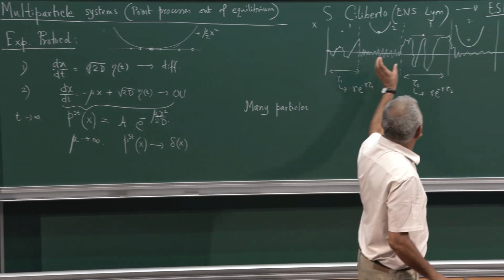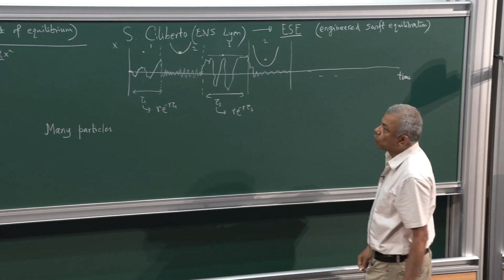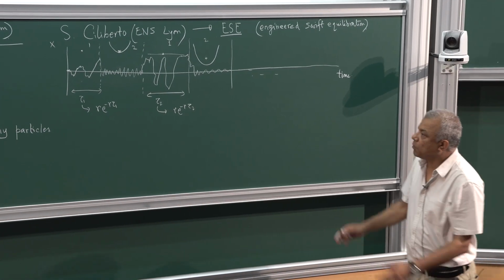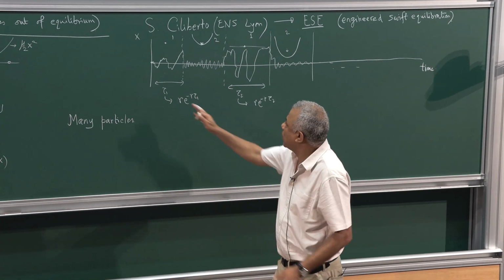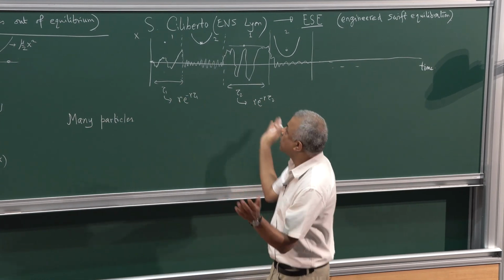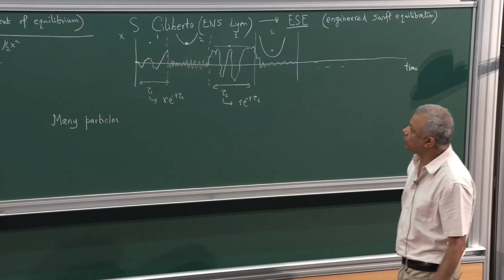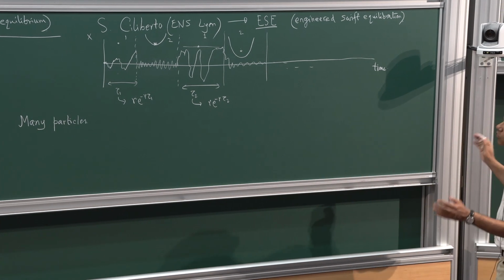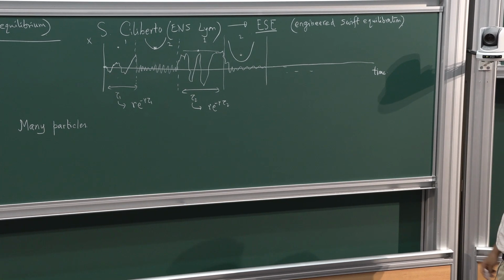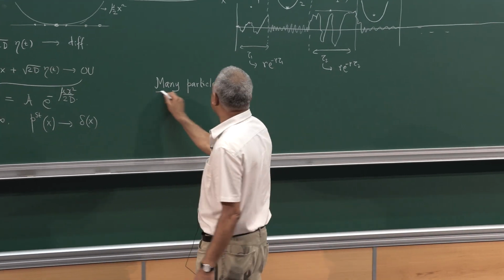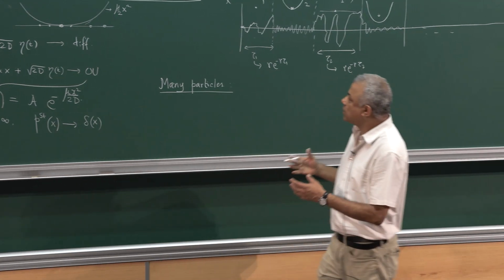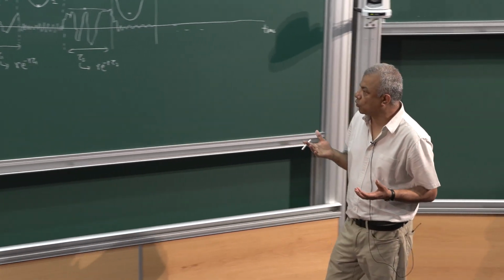And you are doing this exactly the same protocol basically. So I have a bunch of particles, then I let them diffuse freely up to some random time, and then I switch on the optical trap, and then I again let them diffuse, I switch on the optical trap, and so on. Essentially this is a many particle stochastic resetting, if you like.